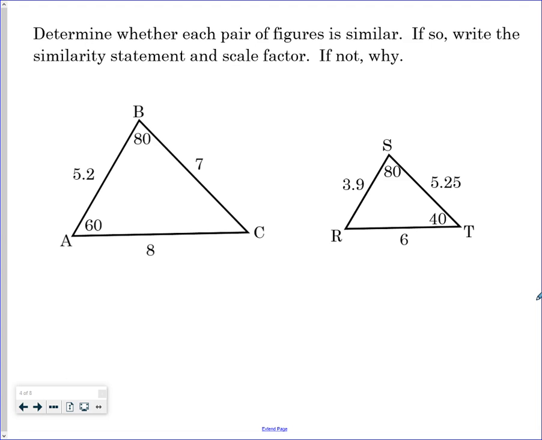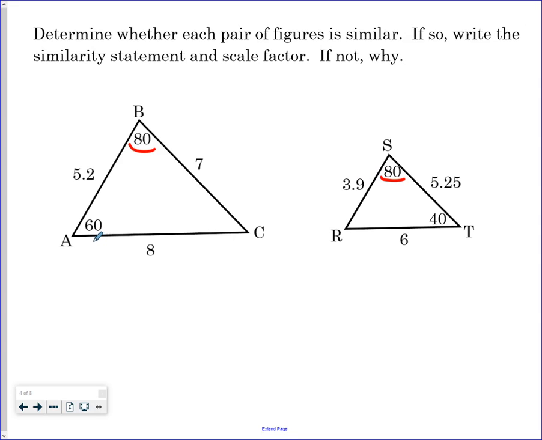Okay. Determine whether each pair of figures is similar. If so, write the similarity statement and the scale factor. If not, state why. I usually start with the angles on a question like this. That's easier for me. So I know angle B is congruent to angle S, right? So that's check, right? Angle A is 60.